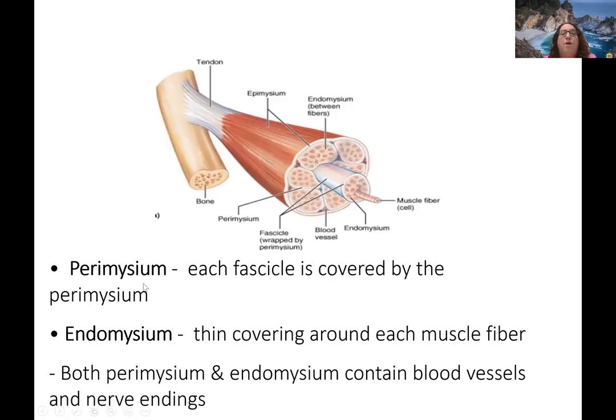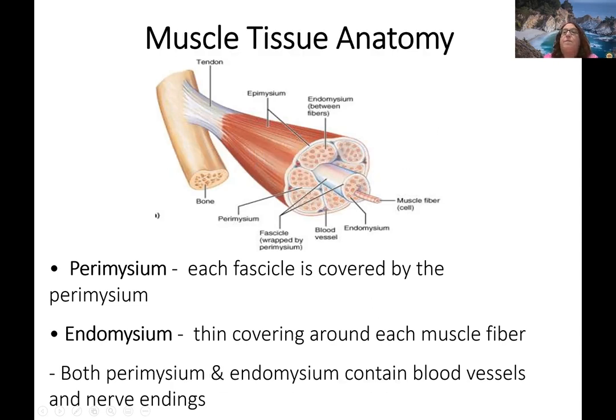Then we have our perimysium. Each of these fascicles has a perimysium around it. It's like the outer wrapping. And then we have endomysium, the thin covering around each muscle fiber, so the individual fibers. Both the perimysium and endomysium have blood vessels and nerve endings to make sure that the muscle tissue is getting everything that it might need.